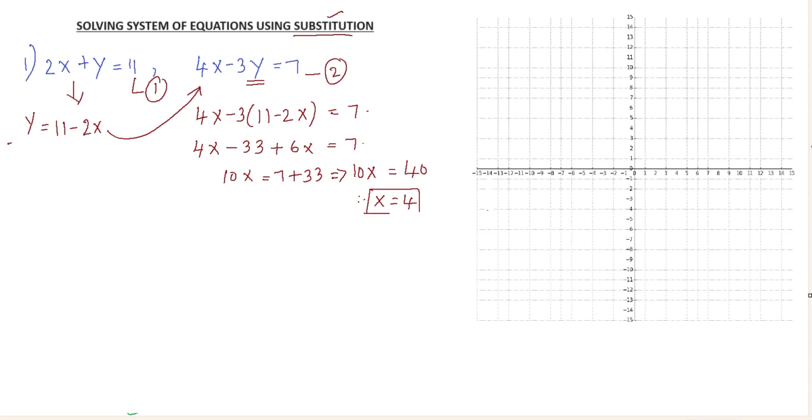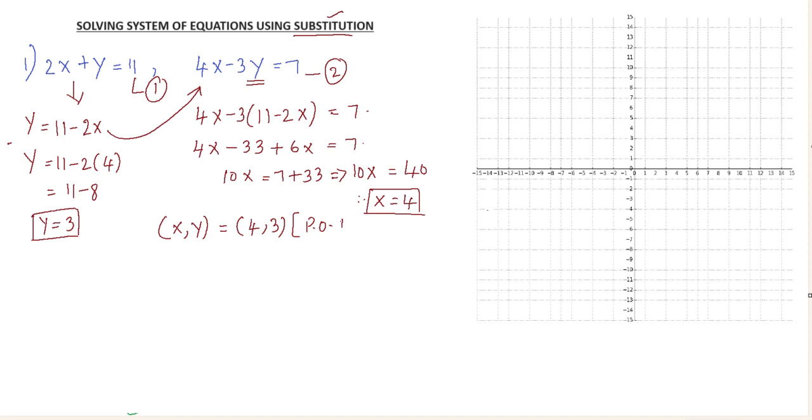Okay. Once you have found the value of x, very easily you can find the value of y. So y is equal to 11 minus 2 into 4, 11 minus 8, therefore y value is equal to 3. So whenever you represent any point in a graph, the value of x should be represented first followed by y. Therefore, the point of intersection is nothing but 4, 3. Okay, fine. Now, let's try to plot this in the graph.